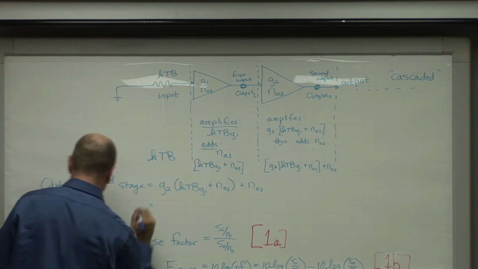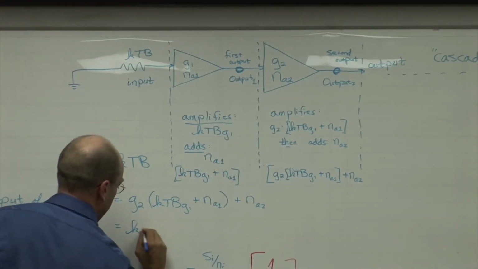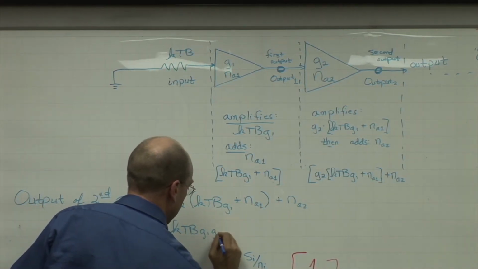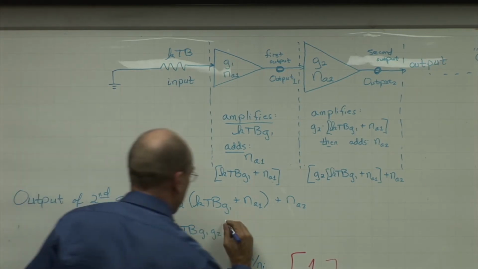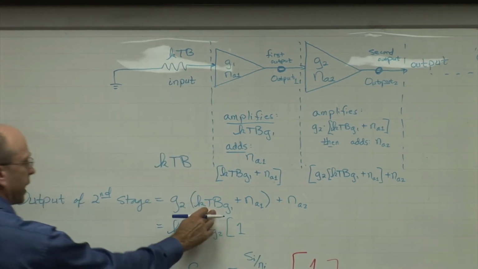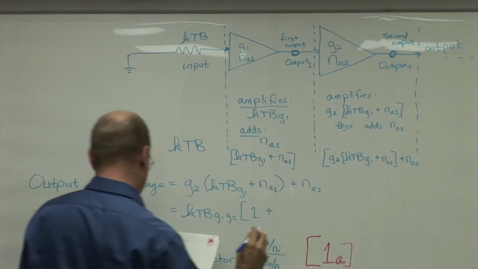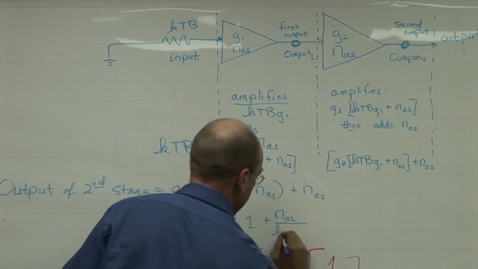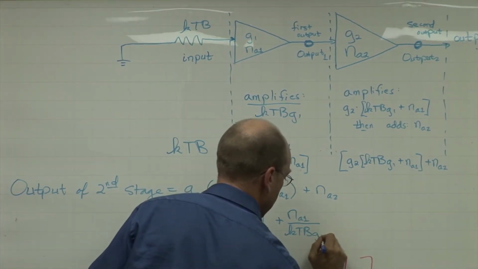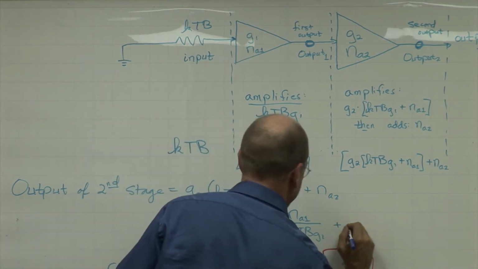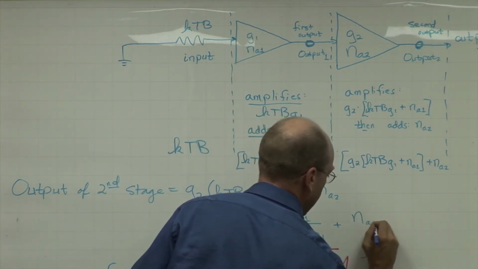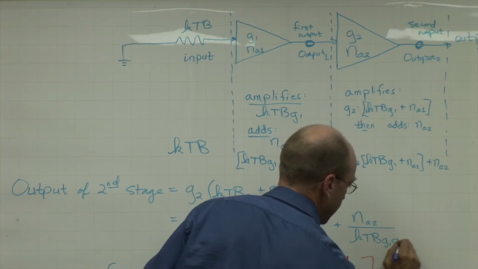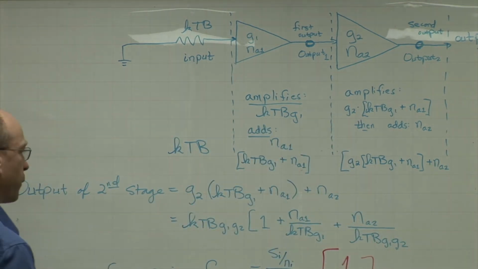And that in turn is going to be equal to KTB. I'm going to pull the KTB G1 out. KTB G1 G2 multiplied by 1, right there, right? Pull that out. Plus NA1 divided by KTB G1 plus, and now I'm going to bring the NA2 in, NA2 divided by KTB G1 G2, if I'm looking at that right. Yeah, so far so good.